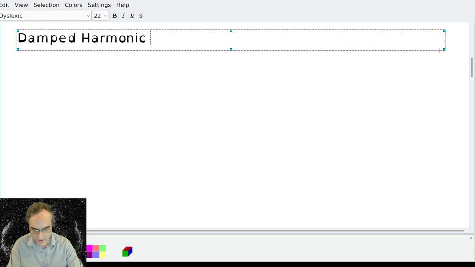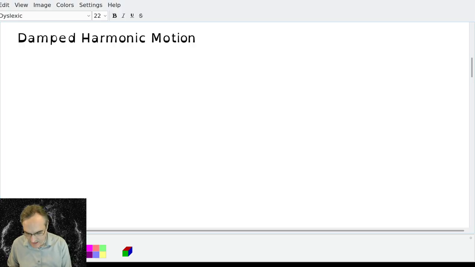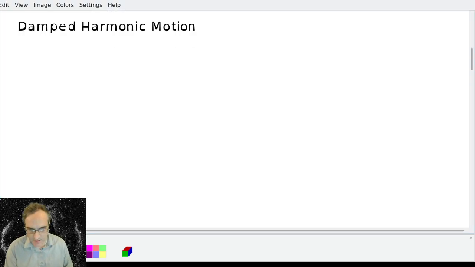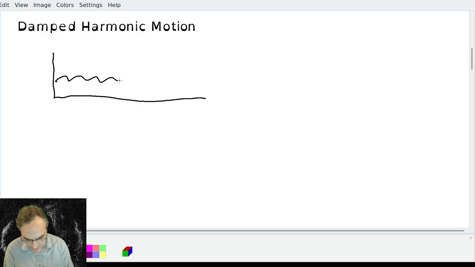Damped harmonic motion. Our first extension of simple harmonic motion. We will have forced harmonic motion before we're all done with this. So let's kind of sketch out a situation. We've got our mass on a spring, set up to run horizontally again. But we're going to make a little bit of a change.